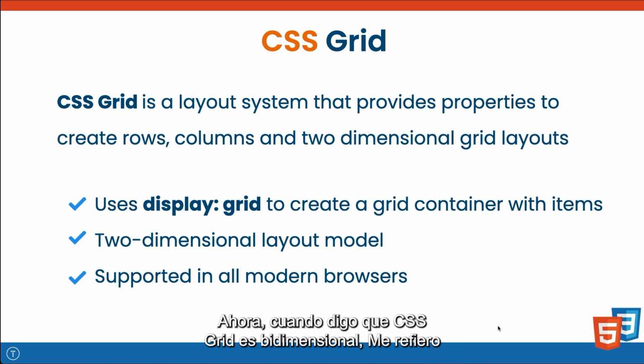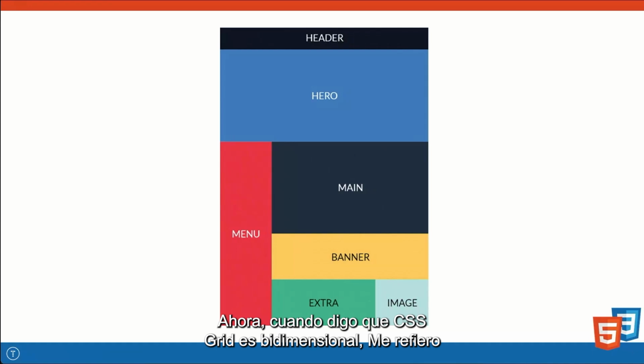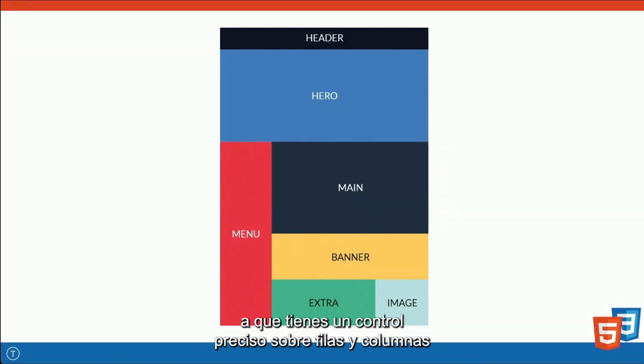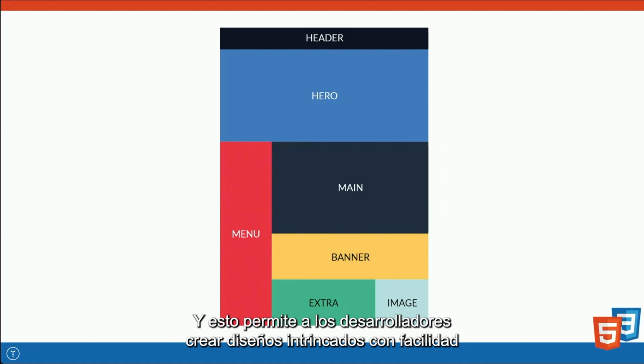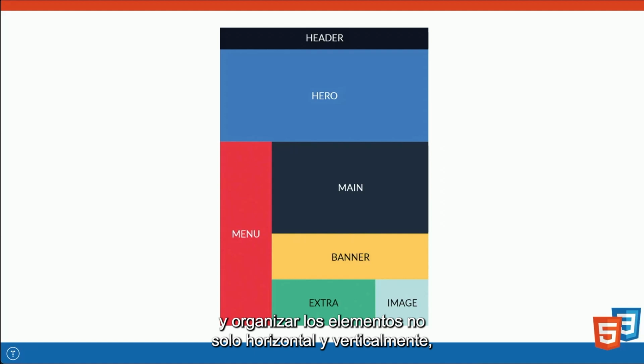Now, when I say CSS Grid is two-dimensional, I mean that you have precise control over both rows and columns simultaneously, which is something you can't really do with Flexbox. And this enables developers to create intricate layouts with ease and arrange elements not only horizontally and vertically, but also in relation to each other across the grid. Okay, so if you look at this under the hero, you have the menu spanning all the way down. You have the main and the banner, and then you have extra. So this cuts off here, and then you have image. So you can't really do this with Flexbox. Like, you can't span rows and columns in this way.